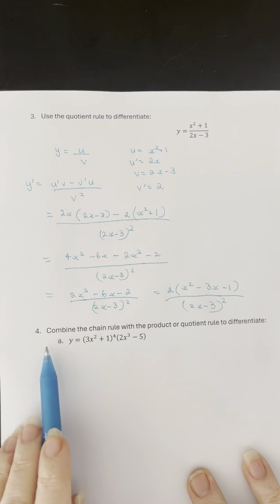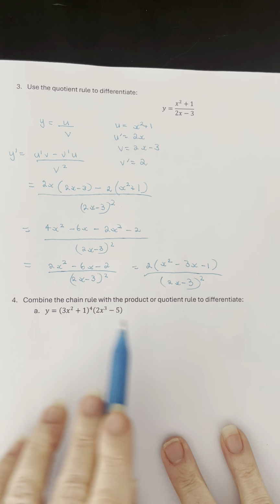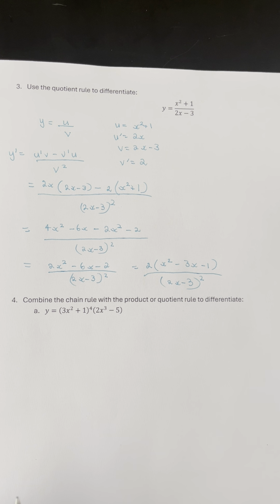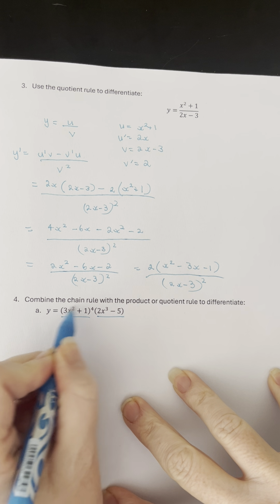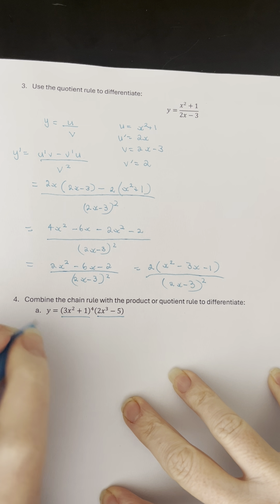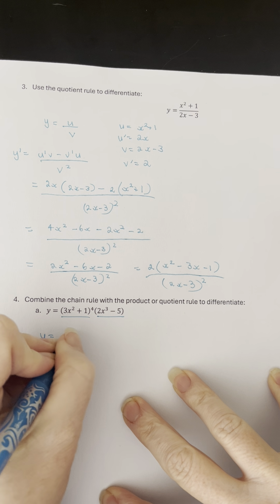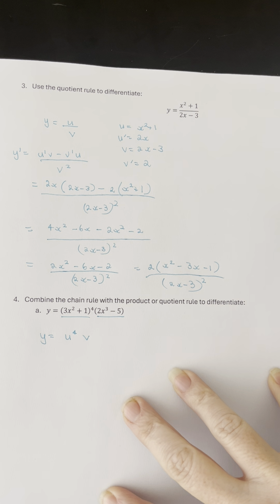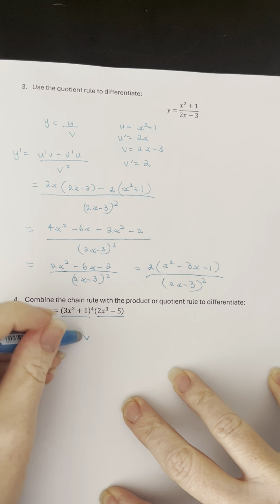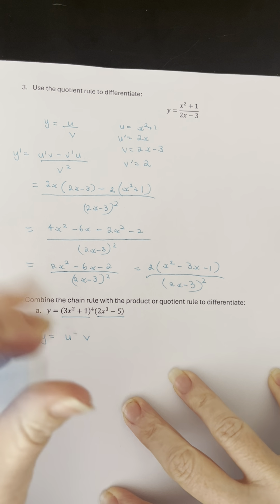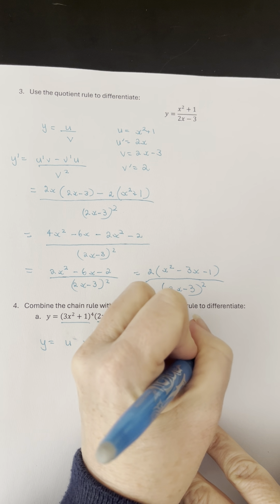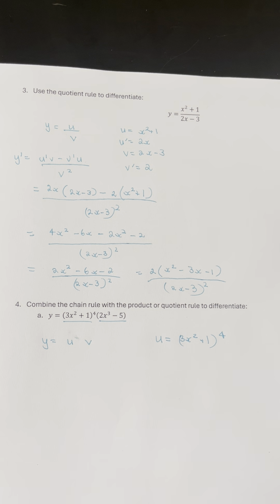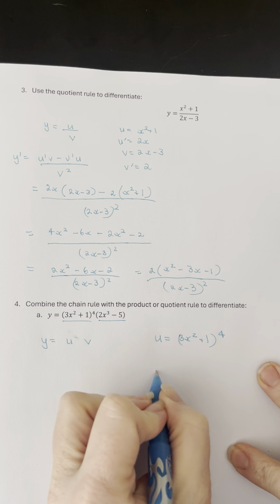Then we've got number 4, where we're doing a chain rule with a product rule or quotient rule to differentiate. So looking at that, I can see that it's a product rule, and I've got a chain rule inside of that. So I'm going to write y equals u to the 4v, but it's probably easier for me to write that as uv, and then write u is equal to 3x squared plus 1 being raised to the power of 4. Now I'm going to do my u dash as my chain rule, but I'm going to do that in a nice little quick step here.